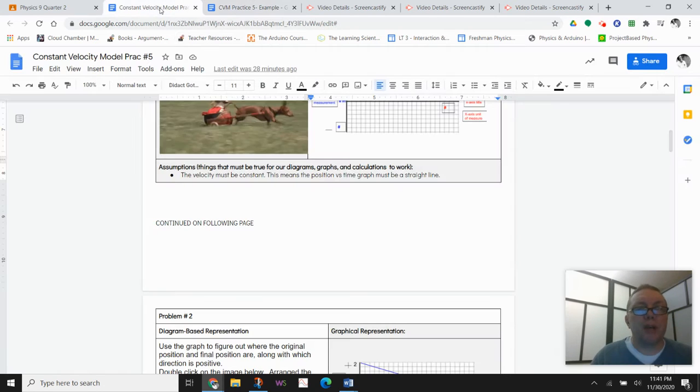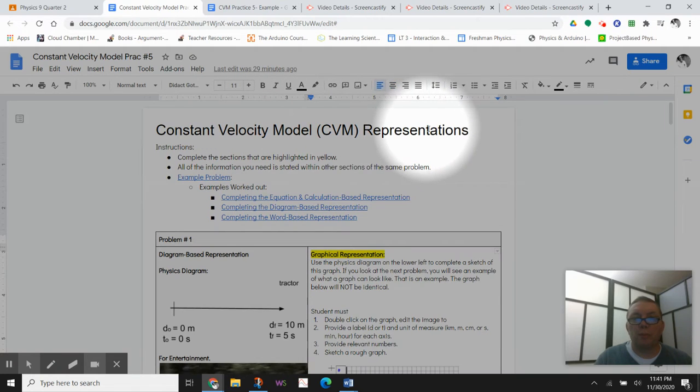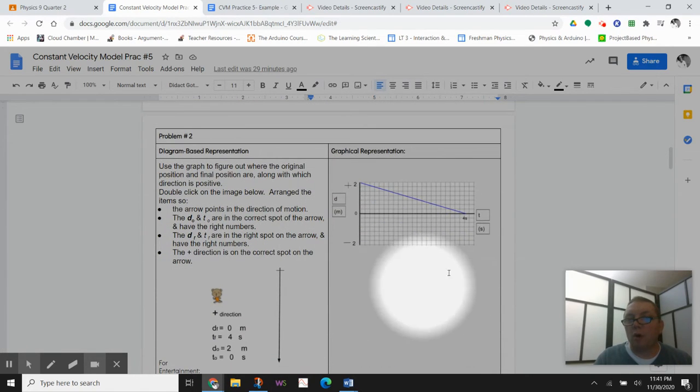The assignment sheet that we're looking at is the constant velocity model representations, CVM for constant velocity model. This sheet has a variety of different questions on it. All of the grayed out sections do have useful information, and you will gather information from them to do the other sections of the problem, but they are not questions that you have to answer.